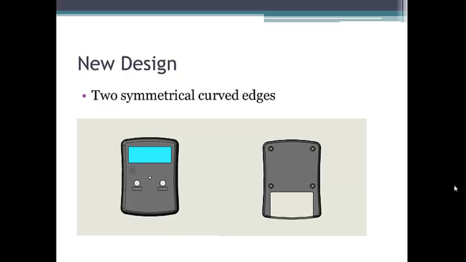This new design looks like this, with two curved sides that can conform to both hands equally. Though this may have seemed like a very simple solution, the change was quantified and justified by the design of experiments.